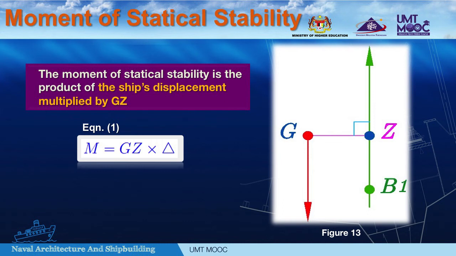Referring to figure 13, the moment of statical stability is commonly calculated as the product of the ship displacement acting vertically downward through G multiplied by the righting lever GZ, as written in equation 1. Again, I want to stress the point here that the moment of statical stability depends on the righting lever and also the ship displacement. Hence, we can conclude that the magnitude of the moment of statical stability for any angle of heel represents the instantaneous response of the ship to return to the upright position.